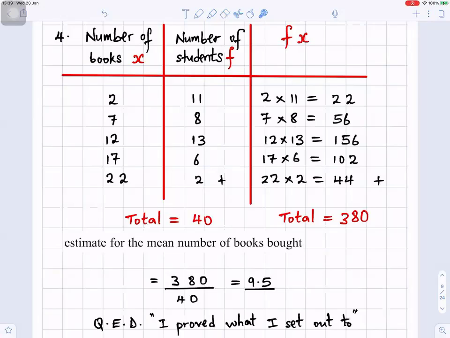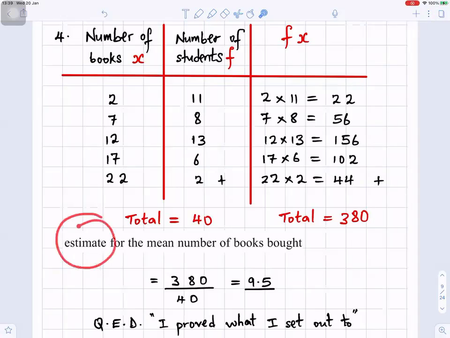After that, we find the total frequency, the total number of students. We add all of this in this column. It gives us 40. And we add all of the F times X column: 22 plus 56 plus 156 plus 102 plus 44. It gives you 380.